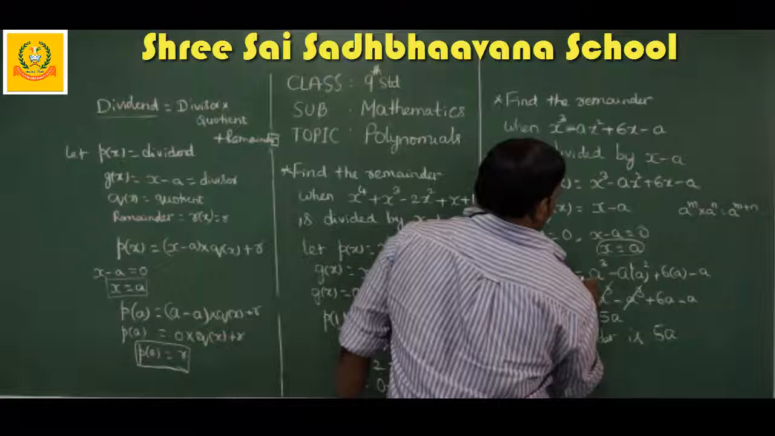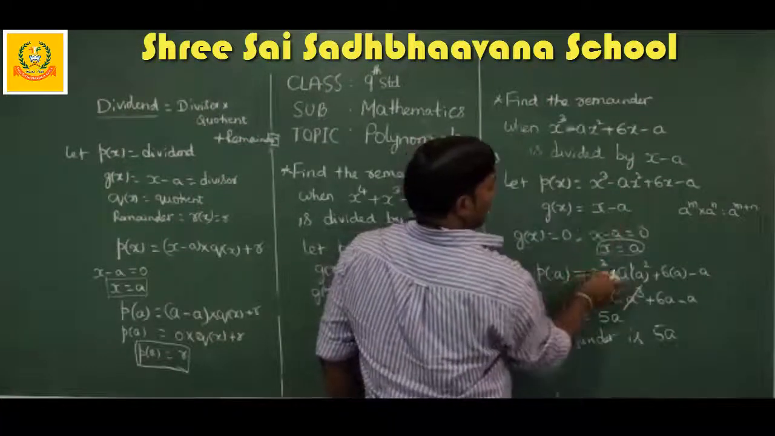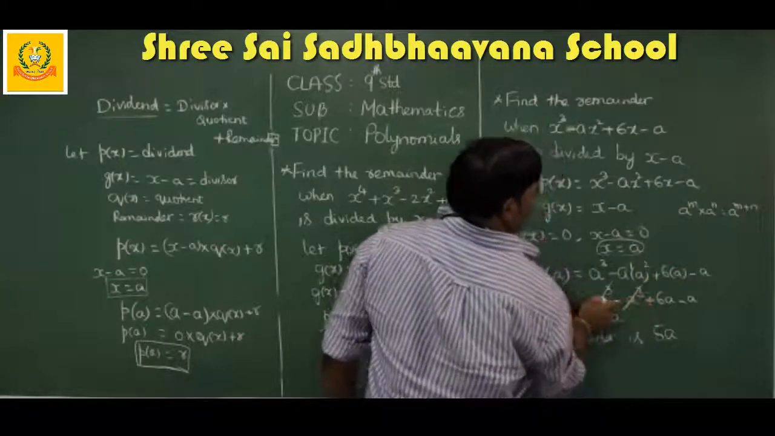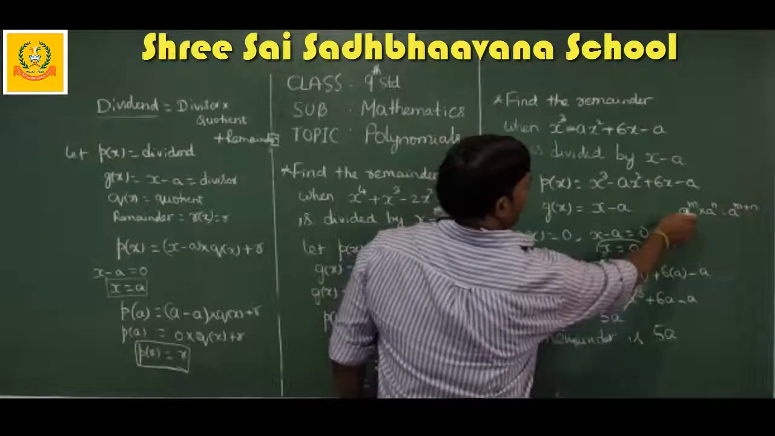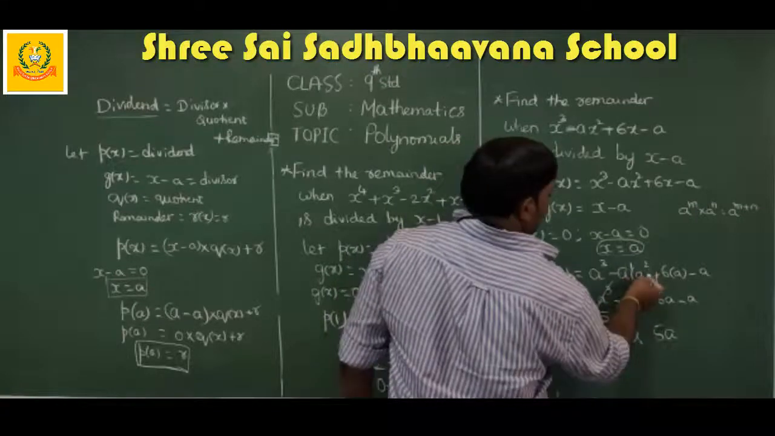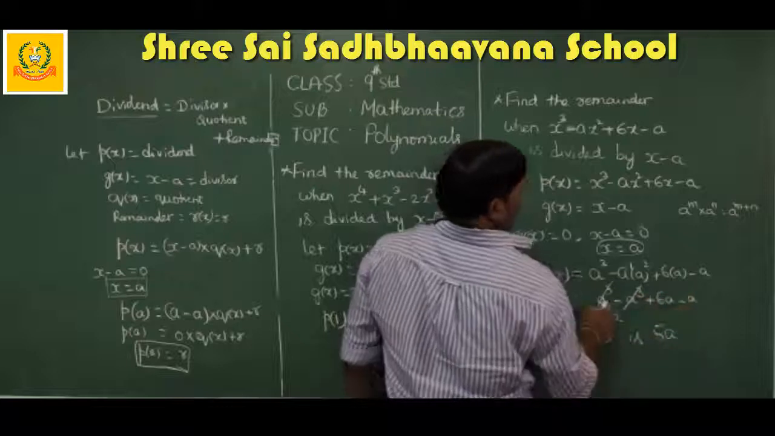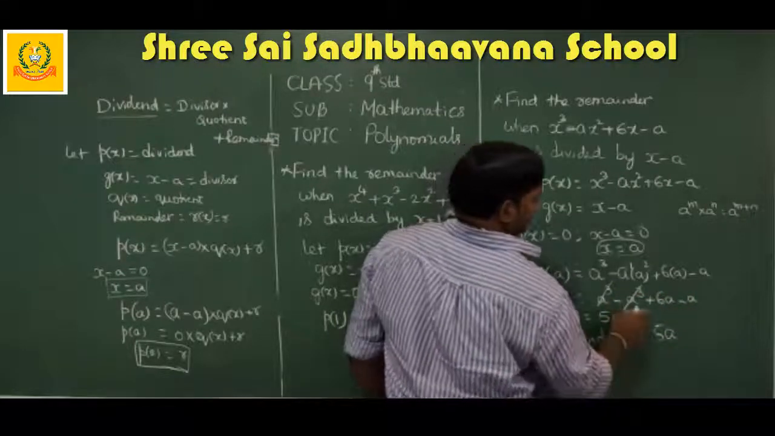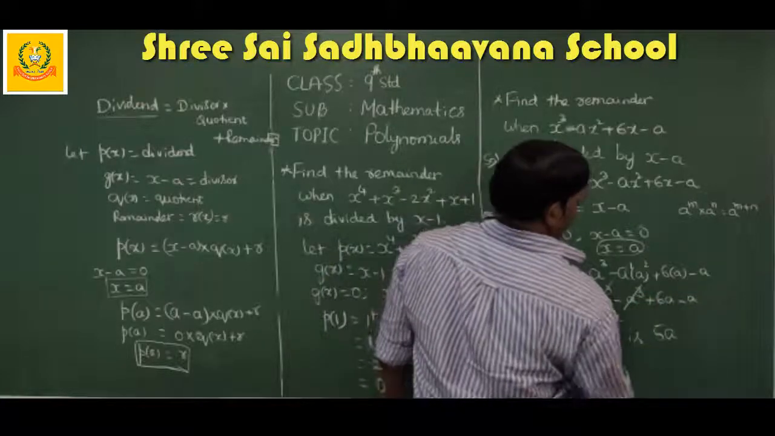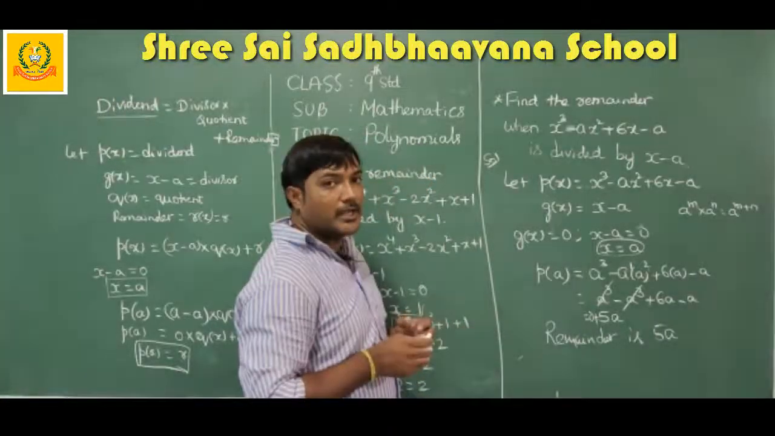So p of a is equal to, in the place of x, I am substituting a: a cube minus a into a square plus 6 into a minus a. Here a square into a, using the a power m into a power n formula, the exponents will be added, since the bases are the same. So a cube minus a cube plus 6a minus a. A cube minus a cube is 0. Plus 6a minus a, which is 5a. So the remainder of this particular division is 5a.